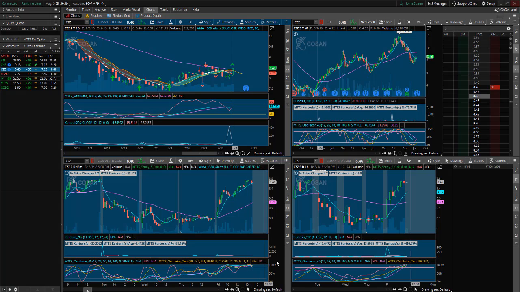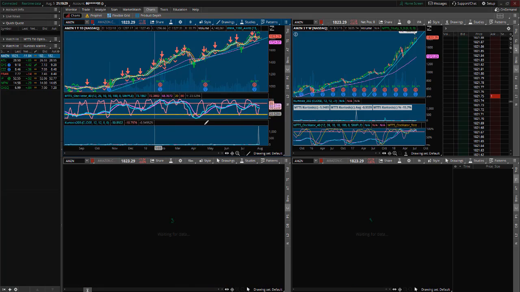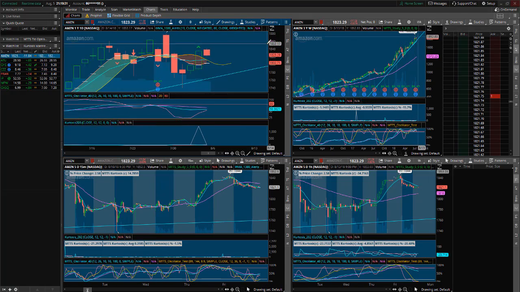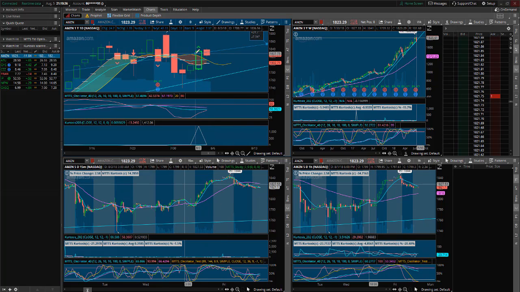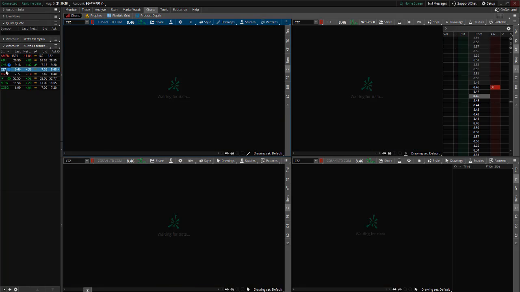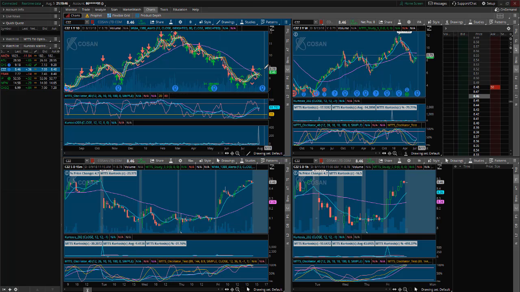The MTTS oscillator says that it's getting closer to a pullback, and it's right around resistance. So we can expect a pullback similar to what we saw in Amazon. You see this buy signal, we had a nice pullback, and we can see that on CZZ. So let's keep an eye on that.